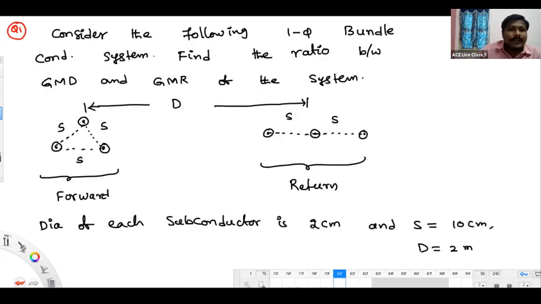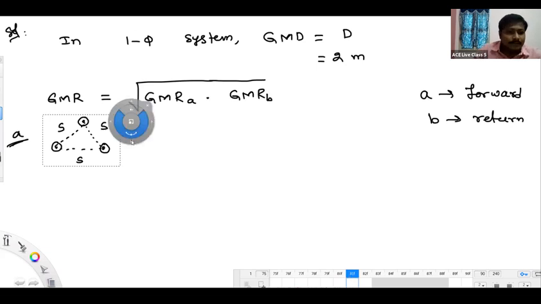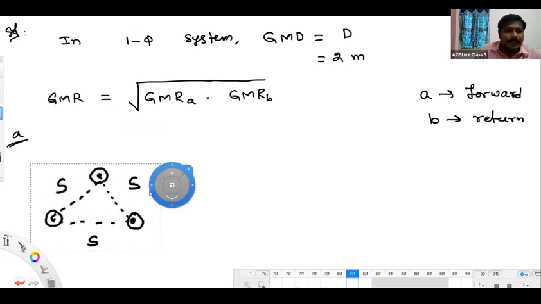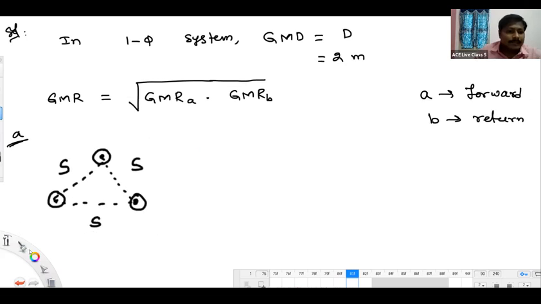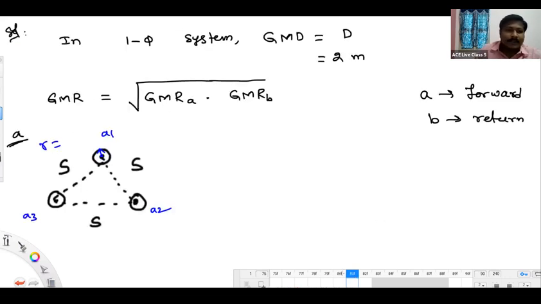Simple. You have three conductors in this manner. Just have a look here. These are the three conductors. Let me give these names as A1, A2, A3. Okay, next. What is the radius of each wire? Diameter of each subconductor is 2 centimeters and the radius will come to be 1 centimeter obviously. Radius is equal to 1 centimeter.